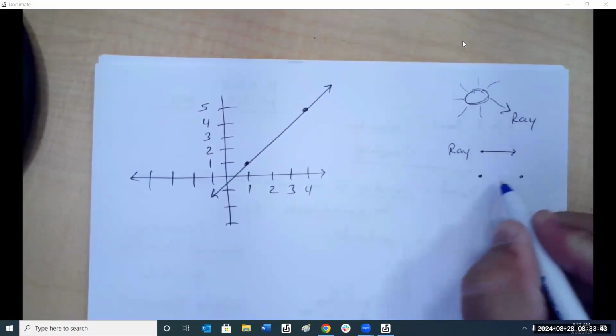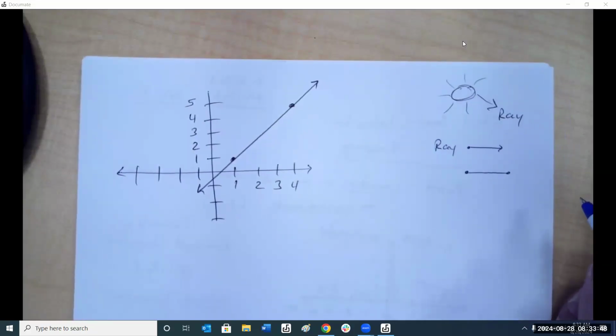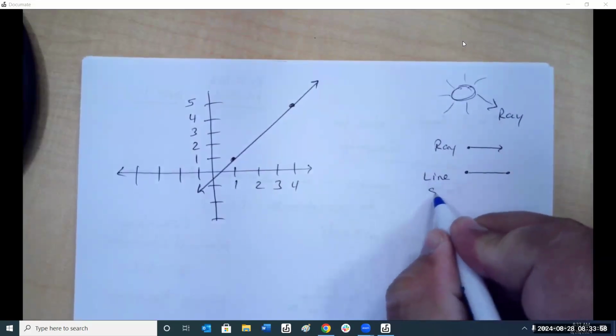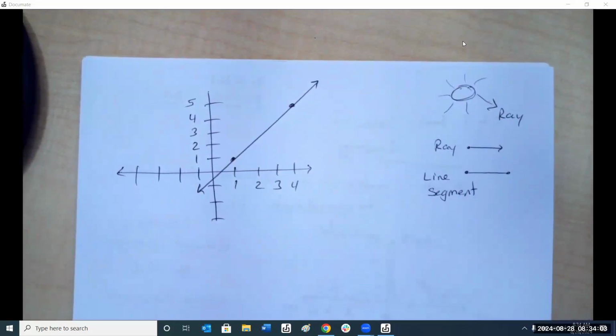What if it has a start and a stopping point? What is that called? Very good. Good guess. A line segment. Which is the argument I have with the NFL. When they say they're on the 45-yard line, that's not a yard line, it's a line segment, because it starts and stops on both sides of the field. But they don't answer my messages.